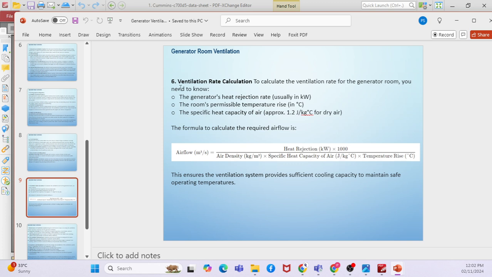So when you calculate the ventilation rate, there are equations. Airflow rate is nothing but heat rejection multiplied by 1000 divided by air density multiplied by specific heat of air multiplied by temperature rise. This is basically the same equation we have calculated, Q equal mCp delta T, right. The temperature rise is basically the delta T. Okay, so that we will see now.